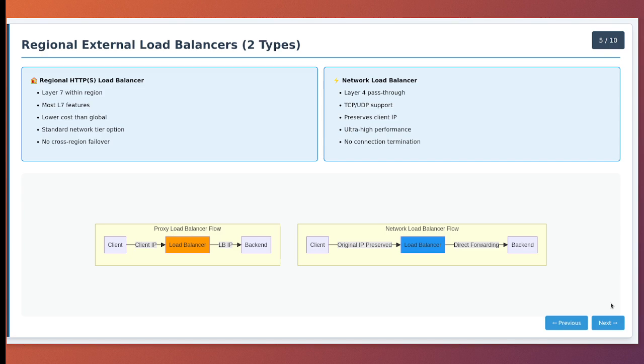When choosing between global and regional external load balancers, consider your user geography, availability requirements, and budget. Regional load balancers can use standard network tier, which significantly reduces egress costs compared to the premium tier required for global load balancers. It's worth noting that you can start with a regional load balancer and migrate to a global one later if your needs change, though this requires some planning and potential downtime.